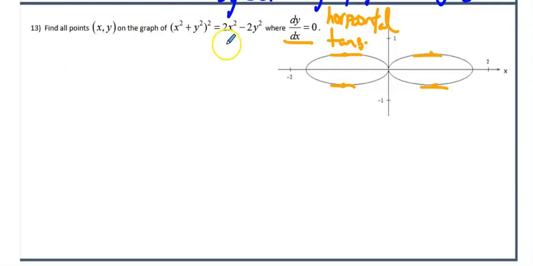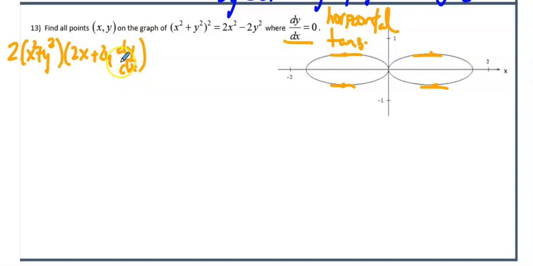So here we go. Again, on the left side, we're going to use the chain rule. We're going to do 2 times x squared plus y squared to the 1 power, to the 1 less power, and then we're going to multiply by the derivative inside the parentheses. So it's going to be 2x plus 2y dy/dx.